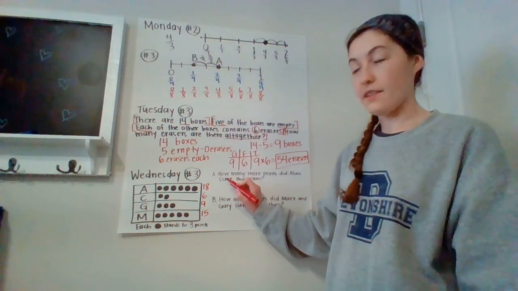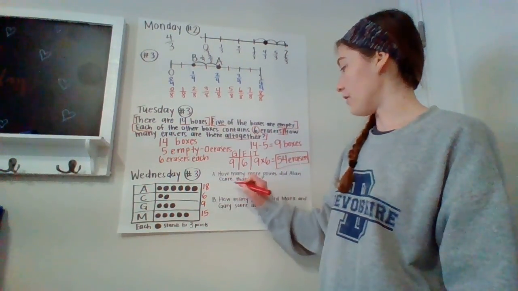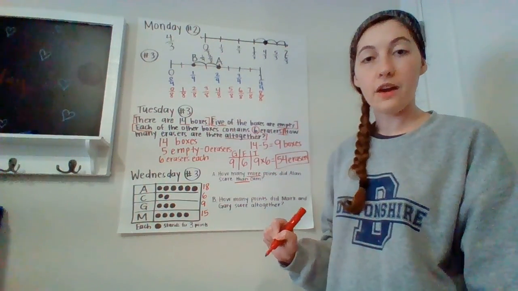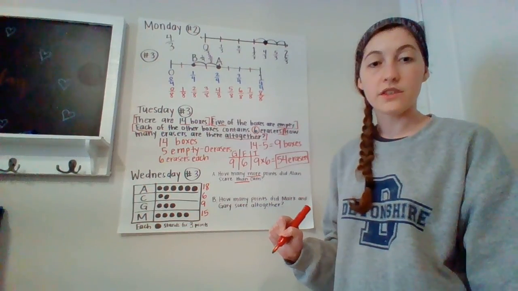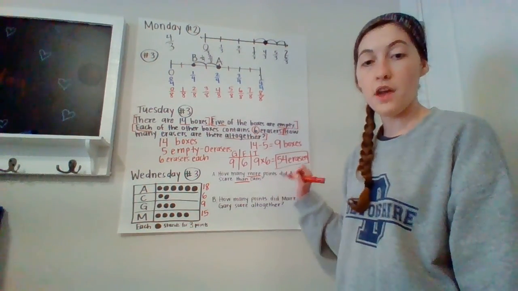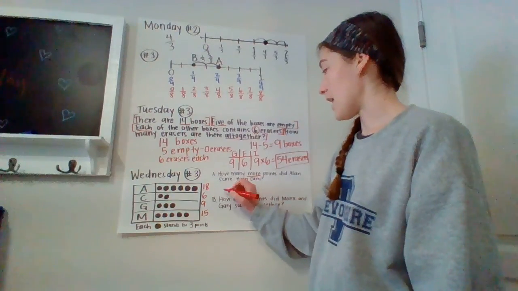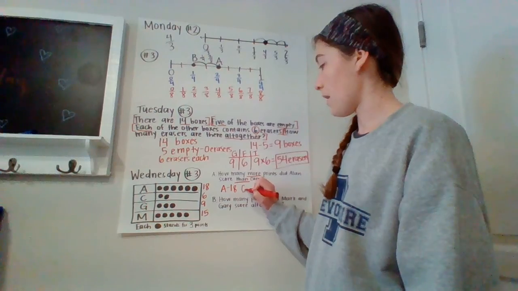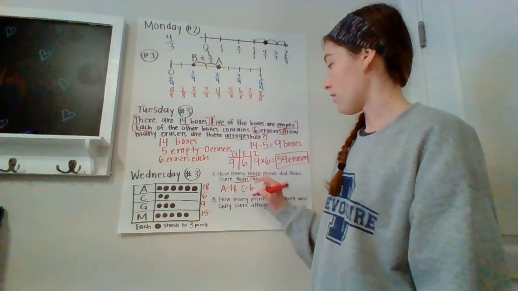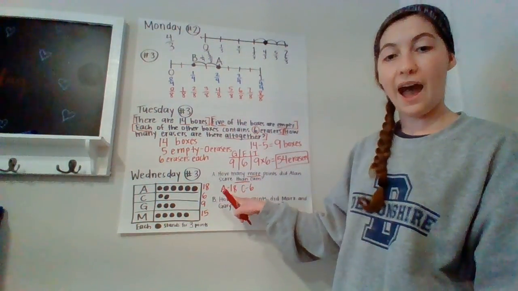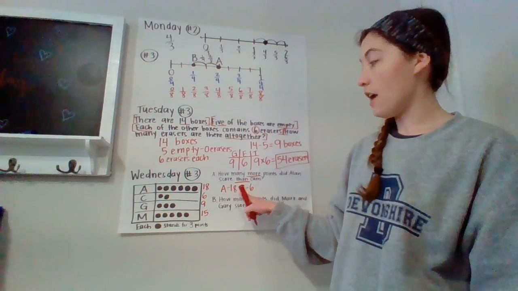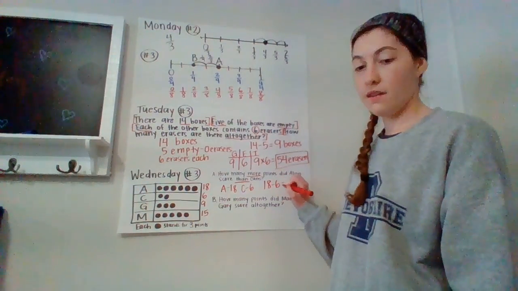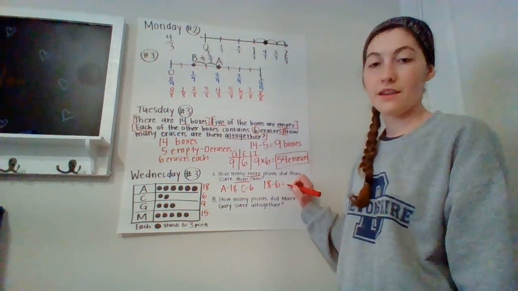Now if I look at A, it says, how many more points did Alan score than Cam? When I see this more than, I know I'm comparing, which means I have to subtract the 2 numbers to figure out the difference between them. So I need to find how many Alan had. So Alan had 18 and Cam had 6. So in order to find out how many more points Alan had, because Alan had more with 18 than Cam, who had 6, I need to do 18 minus 6. 18 minus 6 is going to give me 12.